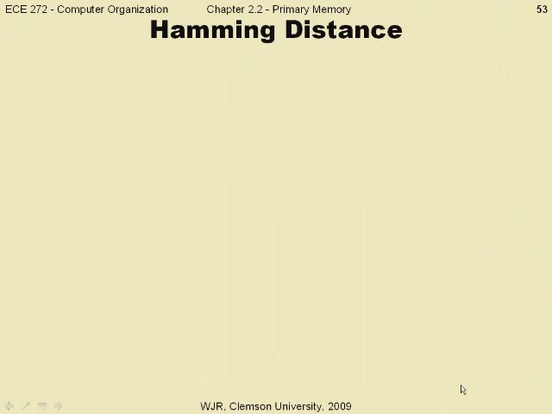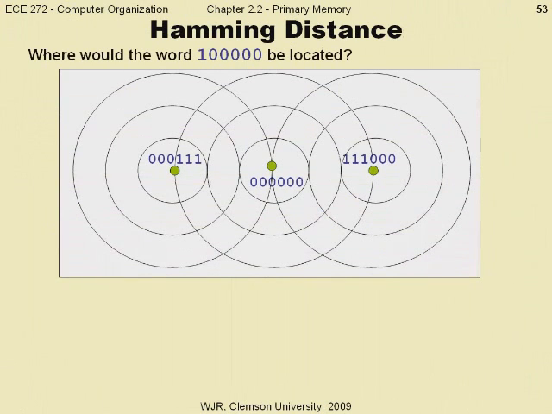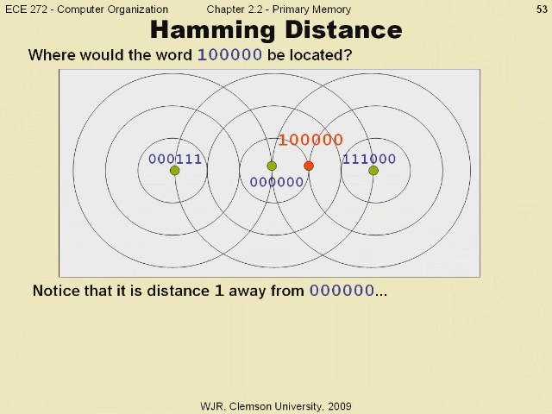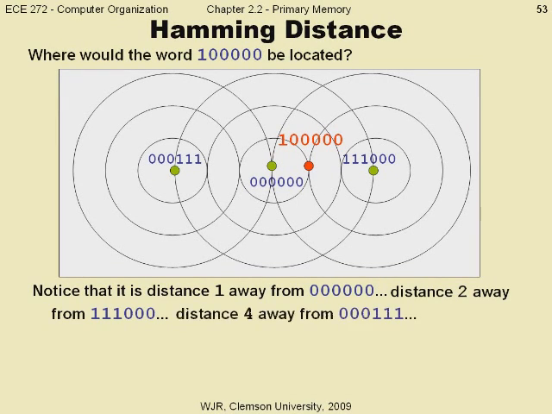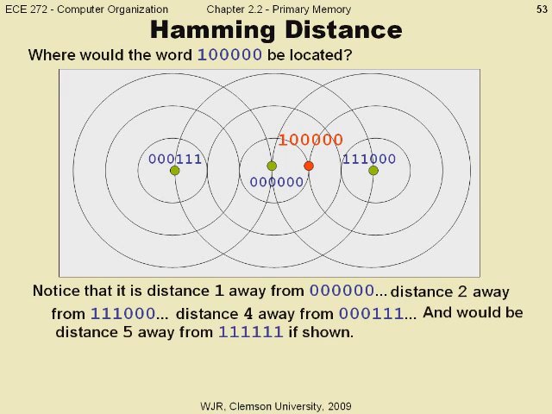So, where would the received word of 100000 from our earlier transmission example be plotted on this graph? Well, it could go here, which is indeed a bit distance of 1 from 000000, and 2 from 111000, and 4 from 000111. And it would be a distance 5 from the all ones case if we could show that on the graph.